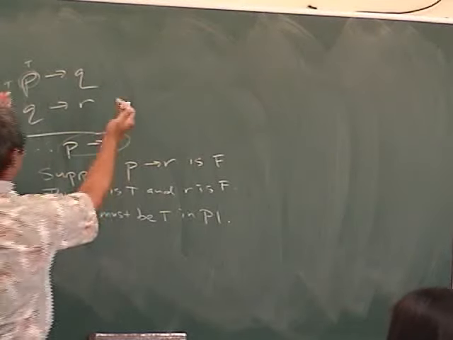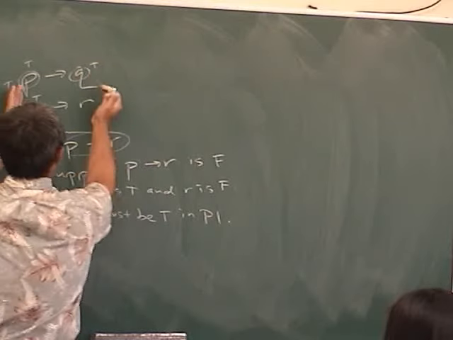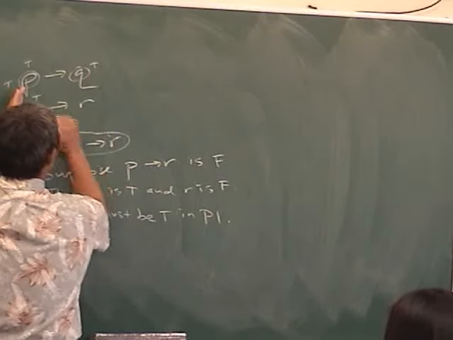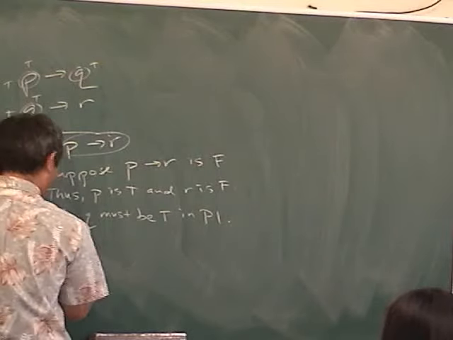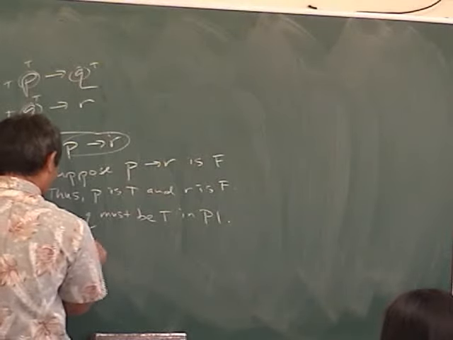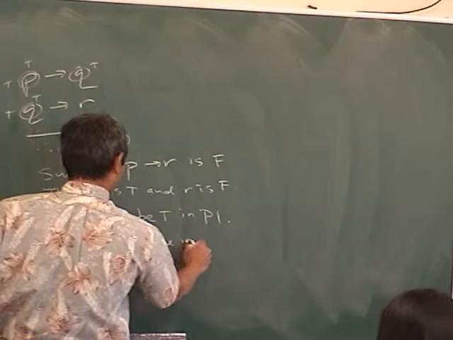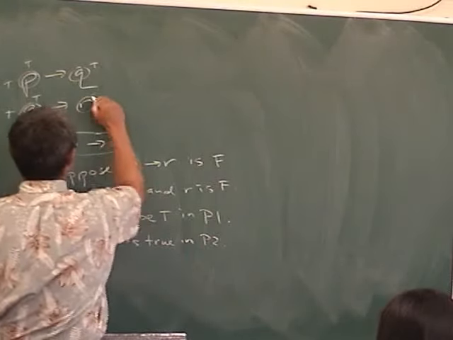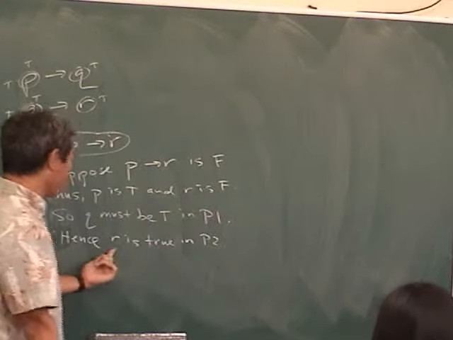Okay, now, if this statement is true, and we know Q is true. If you have a conditional statement that's true, and the first part is true, what can you say about the second part? True. No, we already used "thus" and "so." Hence, R is true in premise number 2. Does anybody see a contradiction? Yeah. Right here, we said R is false, but now we said R is true.